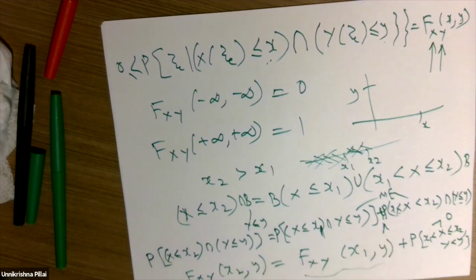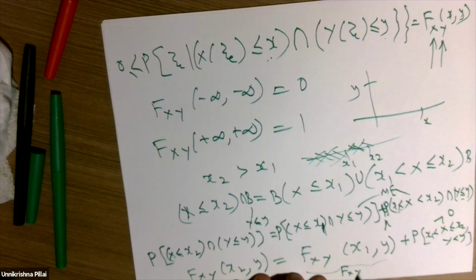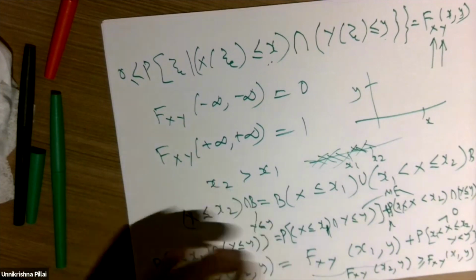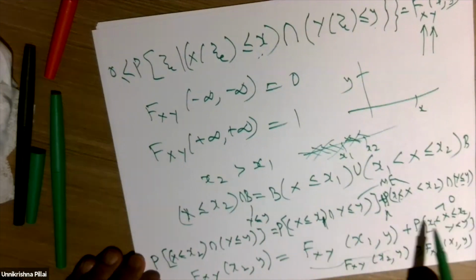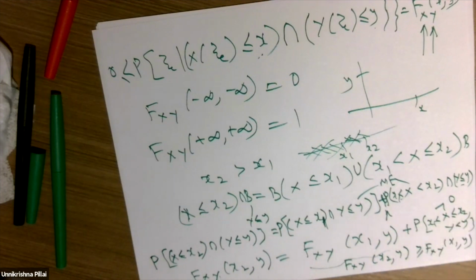Same thing you can do on the y-axis. So we have F of xy at x2 comma y, for any y, is greater than F xy at x1 comma y. I just proved it because the right side is this plus some positive quantity. So this quantity minus this quantity is equal to this quantity, which is non-negative. So you can imagine how the function goes. As x increases, the function increases or stays the same. It can stay the same or it can jump up, but it cannot go down because of this property.